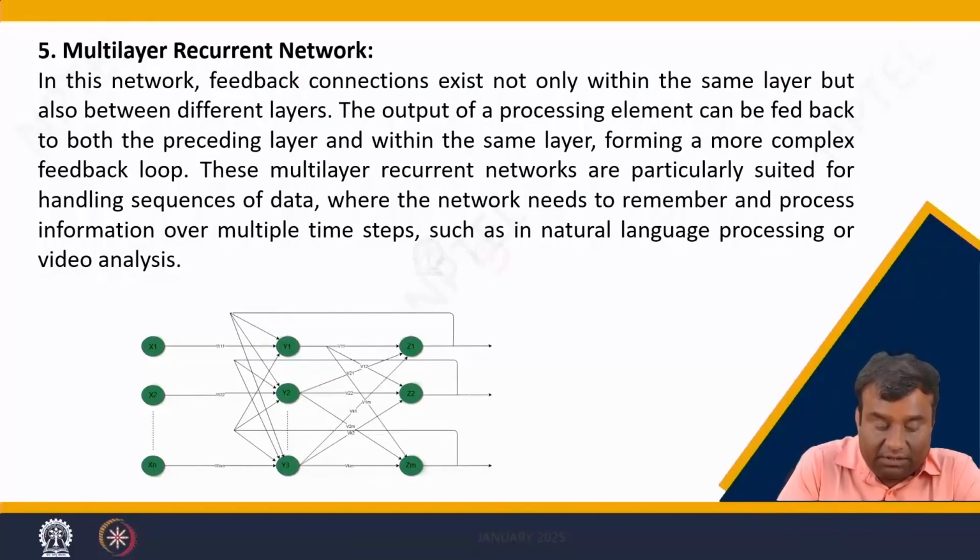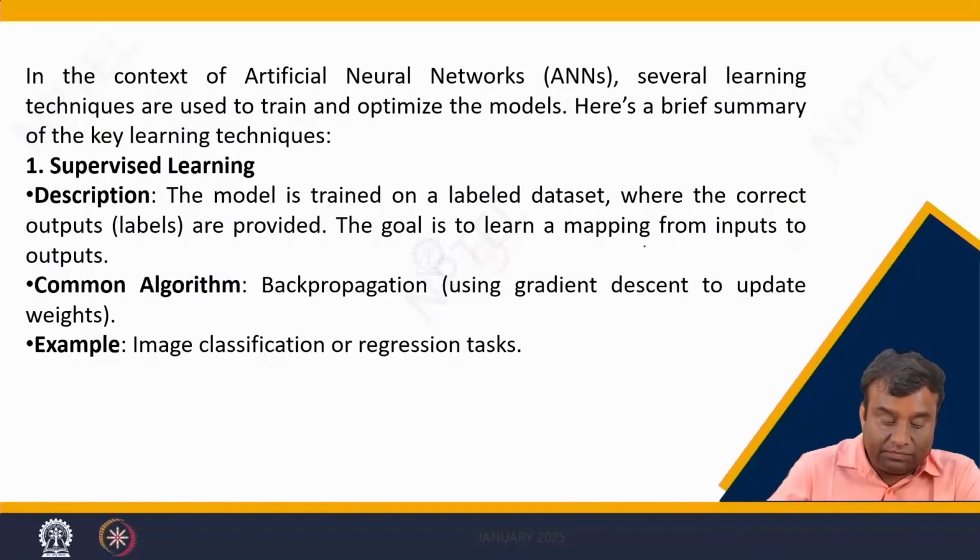Multi-layer recurrent network. In this network, feedback connections exist not only within the same layer but also between the different layers. The output of a processing element can be fed back to both the preceding layer and within the same layer, forming a more complex feedback loop. These multi-layer recurrent networks are particularly suited for handling sequences of data where the network needs to remember and process information over multiple time steps, such as natural language processing or video analysis.